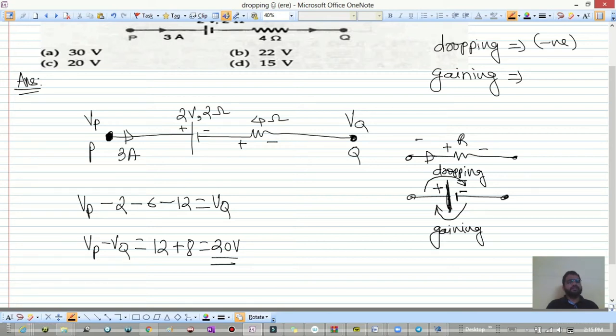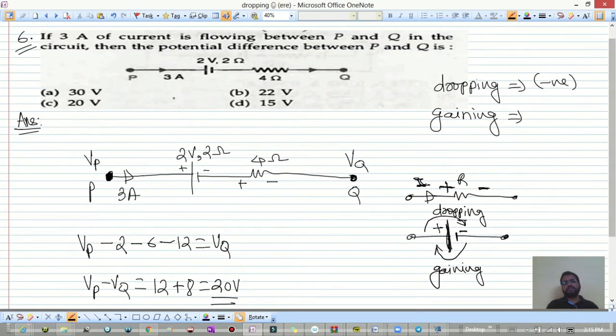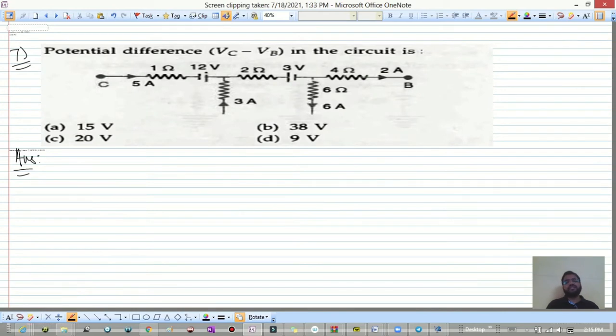And in the resistance, according to current, you have to write the current always flows from higher to lower. So I hope this is clear now. So sixth one done. Now next, potential difference Vc minus Vb in the circuit is, okay, so we want what is the potential difference between the point Vb and Vc. So Vc minus Vb we want.